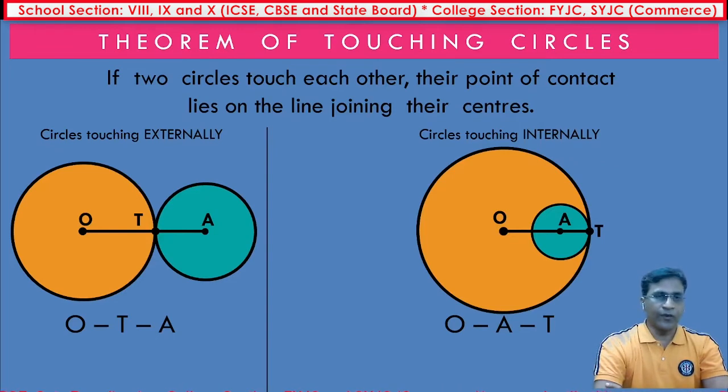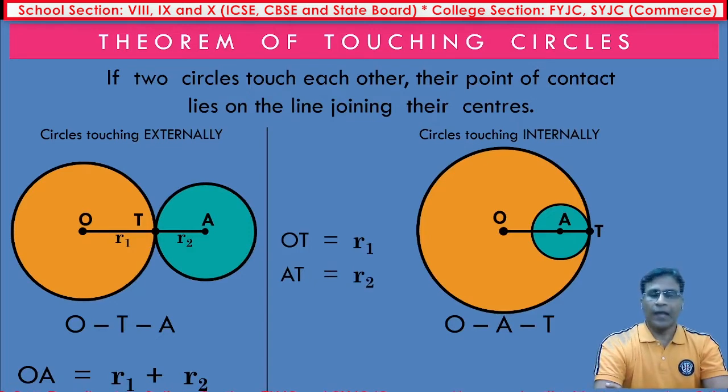Now here, in the first case, if I take OT as R1 and AT as R2, then the distance between the two centers, that is OA, we get as R1 plus R2. Now coming to the second case, if OT is my R1 and AT is my R2, then this time the distance between the two centers, that means OA, the formula goes as R1 minus R2.